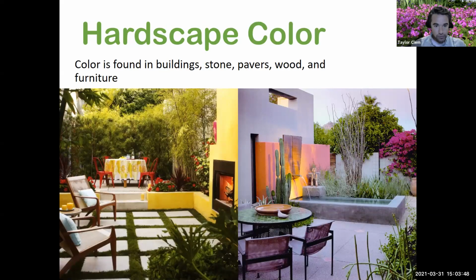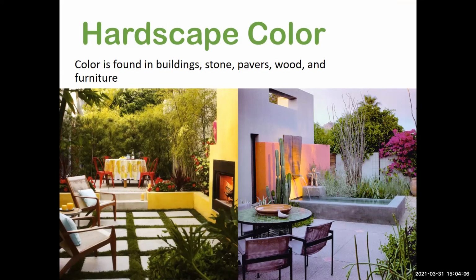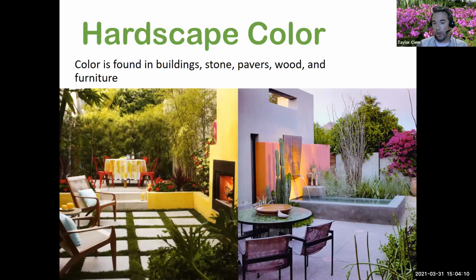But you can find it in all sorts of things. Like I mentioned, outside of the plants, the hardscapes: stones, pavers, woods, furniture. So looking at the image on the left, what are the colors that we're seeing? The yellows. A lot of green. Oh, and the green and white contrast in the front. Absolutely. And one thing that I really like about this is the use of the red in that image.